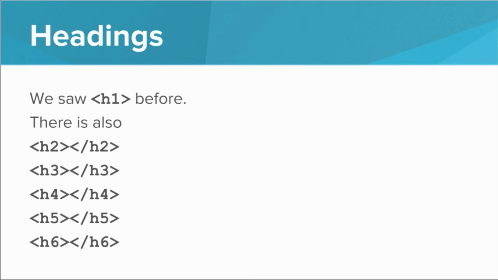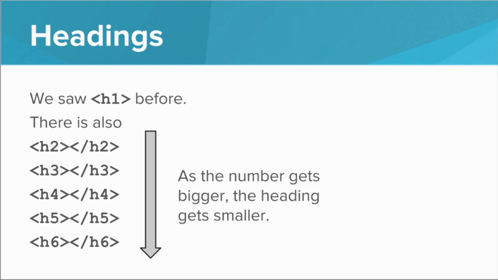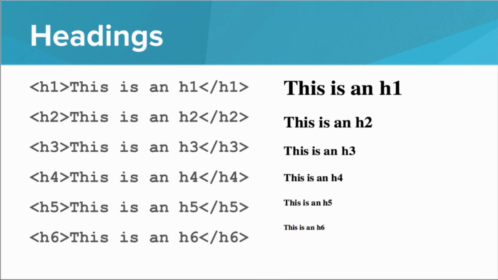Lastly, we have headings. We've already seen H1, but there's also H2, H3, H4, H5, and H6. And as the numbers get bigger, the heading gets smaller. So H1 is the largest heading, and H6 is the smallest heading. These headings are nice if we want to put titles above paragraphs or just separate out the document with headings.